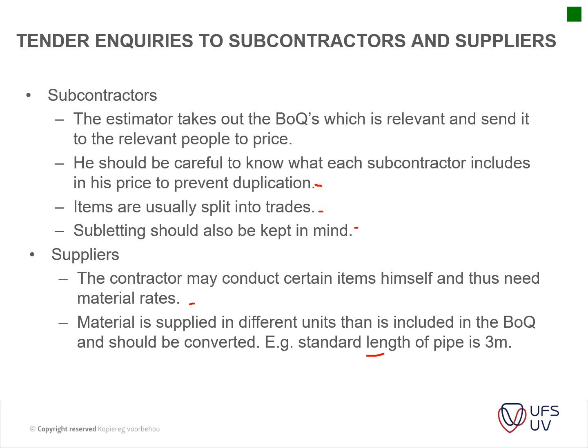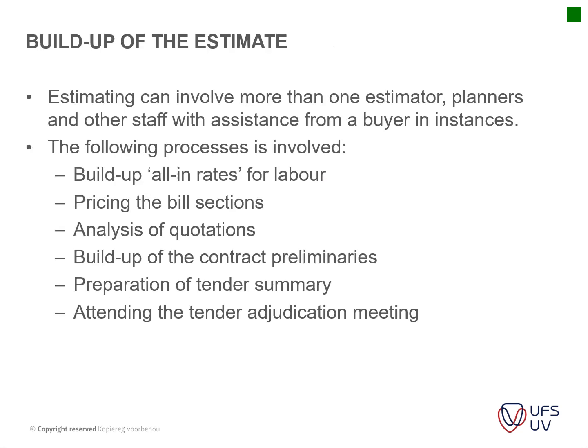So for instance, if you're ordering copper pipes for your plumbing installation, they will give you a rate per 3-meter section, usually in how they are delivered. So you need to take that into account. It has to be reverted back to the unit that was measured in the BOQ. Then you add your profit, wastage, etc. on top of that. Okay, so that's the build-up of your estimate.